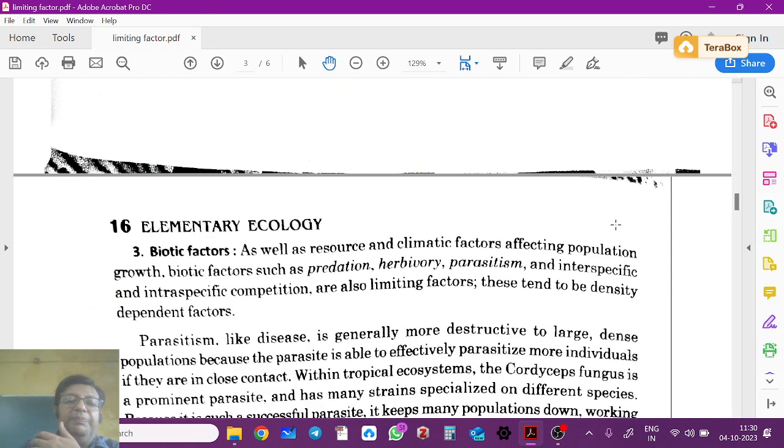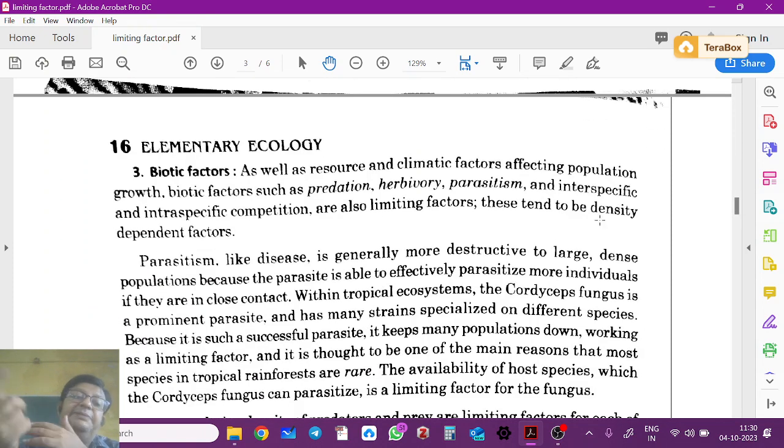Then go to the next point in the next page: biotic factors. Predation, herbivory, parasite. When people stay close together, COVID enters and how many die? Because people were not maintaining the distance. Some places they were unable to maintain distance.